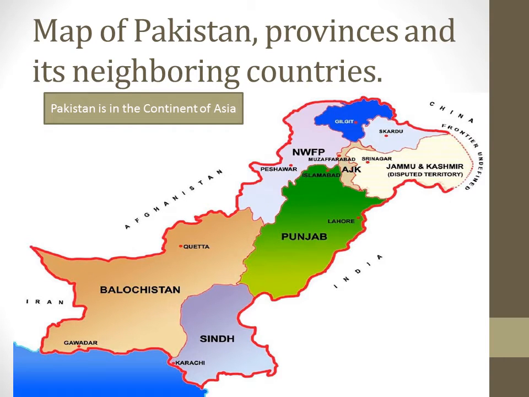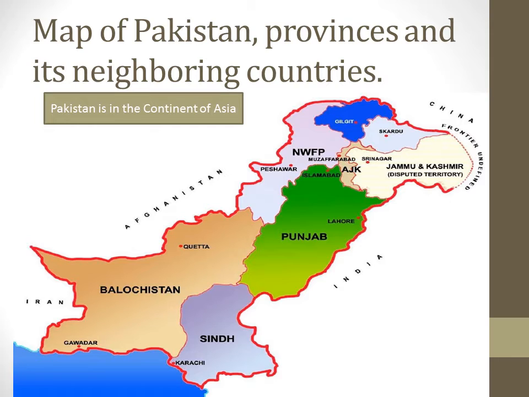So here we have the map of Pakistan. As you all can see, the provinces and the neighboring countries of Pakistan. So we can see in the map we have 4 provinces: Balochistan, Khyber Pakhtunkhwa, Punjab and Sindh. These are the names of the 4 provinces of Pakistan.